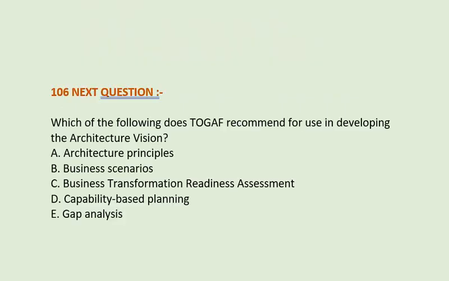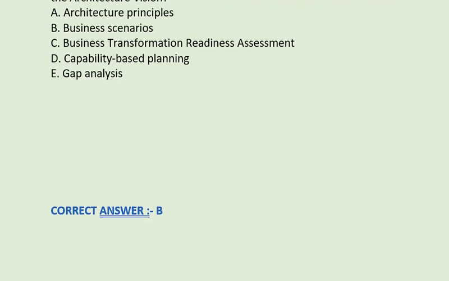Question is, which of the following does TOGAF recommend for use in developing the architecture vision? Option A, architecture principles. Option B, business scenarios. Option C, business transformation readiness assessment. Option D, capability based planning. Option E, gap analysis. Correct answer is option B.